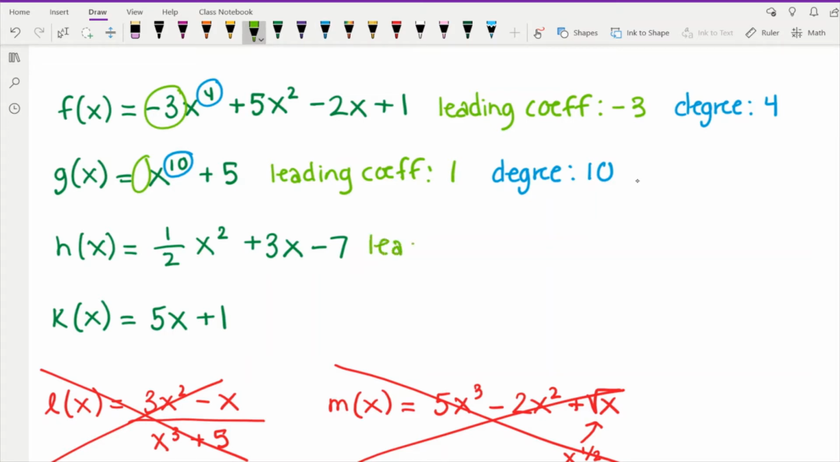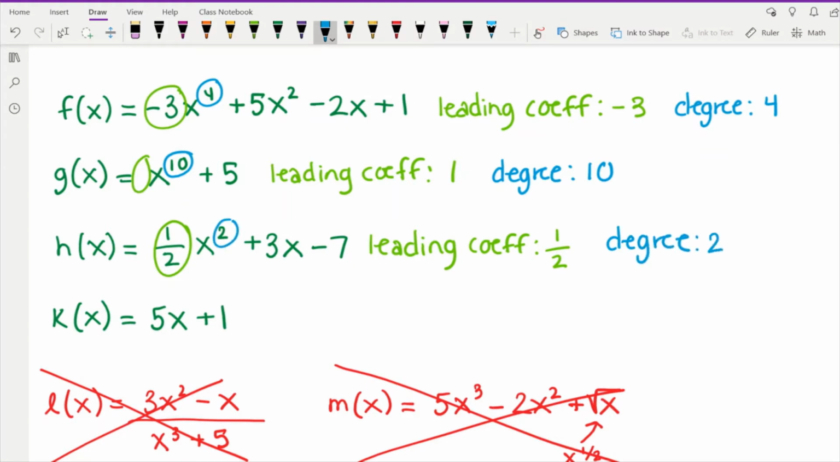Okay, next up we have this quadratic polynomial. In this case, our leading coefficient is the number that we're multiplying with x squared, so that's going to be 1/2. And then what is the degree? Well, the degree is 2. As we mentioned earlier, there's a special name for polynomials of degree 2. They're called quadratic functions. So basically, quadratic function and degree 2 polynomial mean the exact same thing.